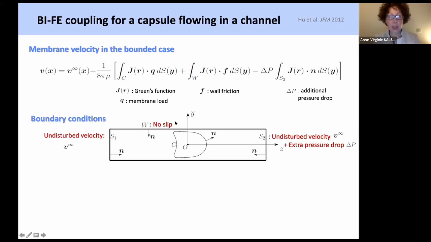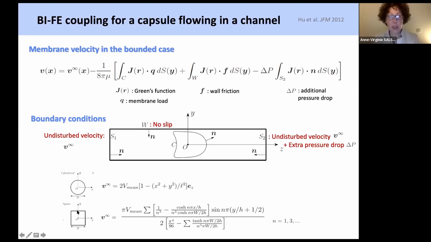In the bounded case, we have extra boundary conditions. So there is the no slip boundary condition on the external wall, and we have the extra pressure that has to be calculated. The disturbed velocity depends on the shape of the channel. If the channel has a circular section, then you recognize the parabolic flow from Poiseuille. And below, I gave you the equation if it's a square channel. So here it's an infinite series with all the odd terms for n. Each time you correct, but you don't need many terms for the series to converge well.